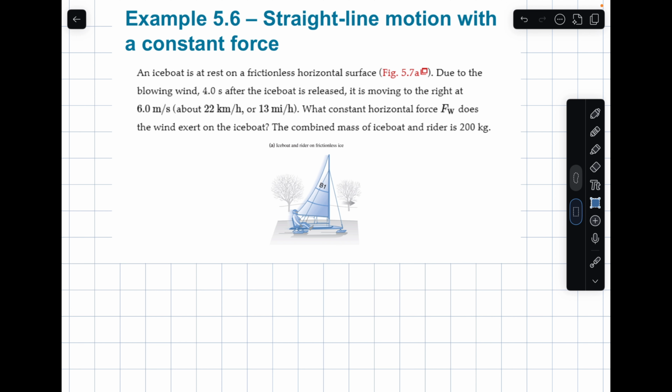So we're concerned with the ice boat, and we're going to draw a free body diagram of the ice boat. And we know the ice boat has some weight equal to 200 kilograms times gravity. So we can go ahead and figure out what that is.